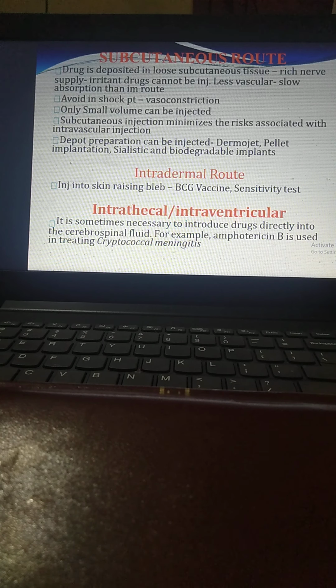Then we have intrathecal and intraventricular. You have to see the advantages, the volume, and how you do it. That is a technique you have to develop and do practically, and you find out the literature and write. Intrathecal and intraventricular: it is sometimes necessary to introduce drugs directly into the cerebrospinal fluid. For example, amphotericin B is used to treat cryptococcal meningitis. It is an antifungal we give, or you can give anti-cancer drugs intrathecally or intraventricularly.